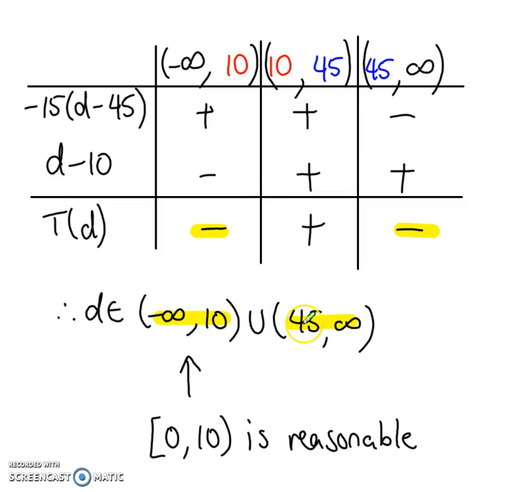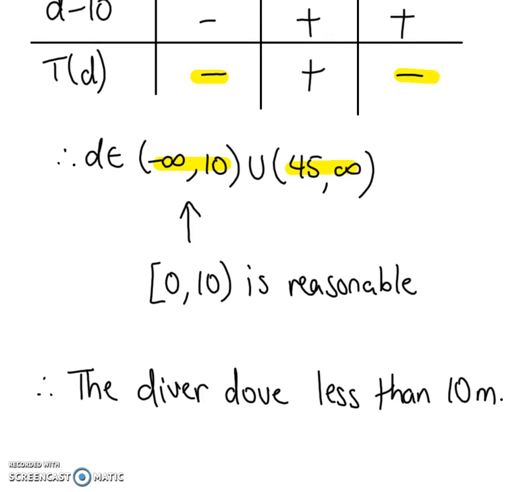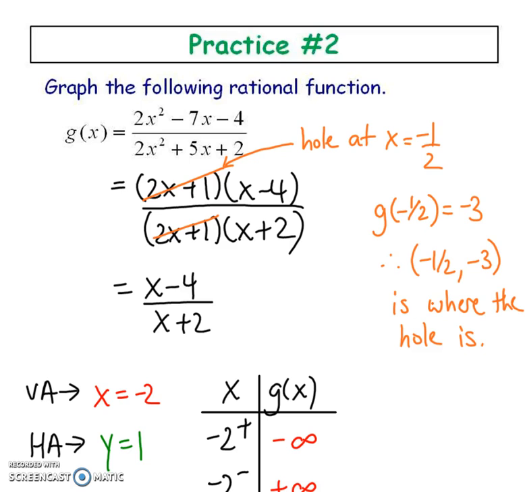Okay, and I think a depth of 45 meters, like, are you really going to swim that far down? You could. It's really up to you how you want to answer this question, but definitely this part would probably be the most reasonable. So I wrote this: the diver dove less than 10 meters in 15 minutes. Like, diving 45 meters in 15 minutes, I don't know, maybe it could be done, but it seems a little bit questionable.